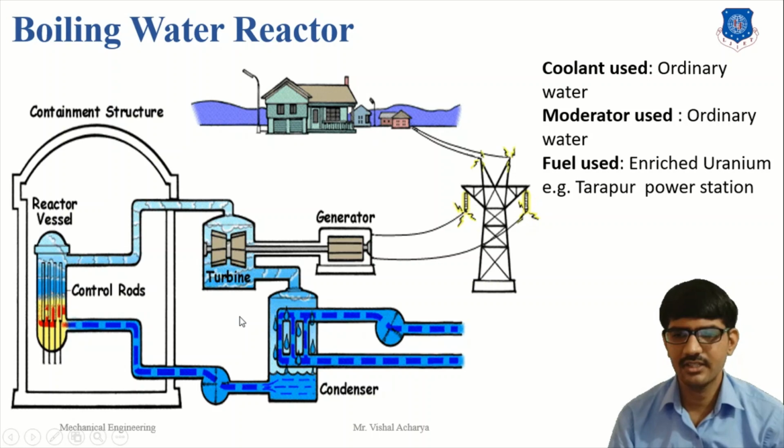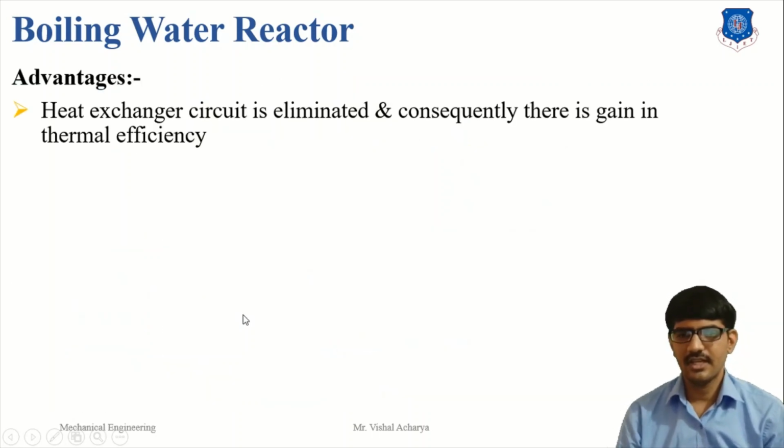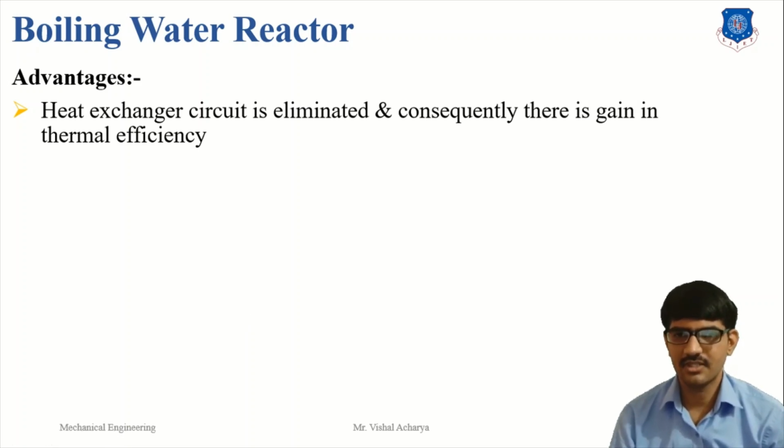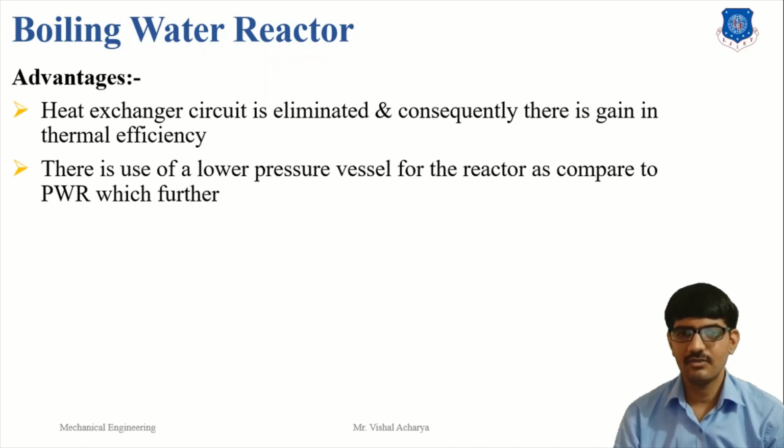The advantage of the boiling water reactor is that the heat exchanger circuit is eliminated, and consequently there is a gain in thermal efficiency. When we transfer one energy to another, there are some losses, but here it transfers directly to the turbine. Second, a low pressure vessel is used for the reactor as compared to the PWR, the pressurized water reactor, because high pressure water is not required.